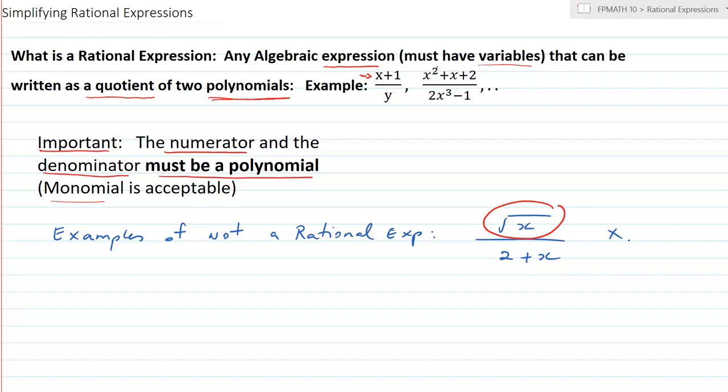Another one will be something like this. Let's say 3x plus y squared divided by x to the negative 1. Actually, let me add to it: x to the negative 1 plus 1. That is also not a rational expression.